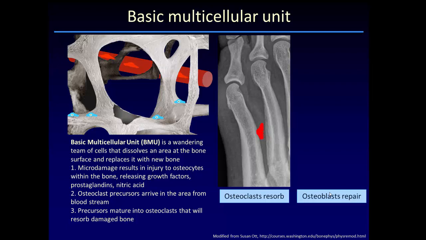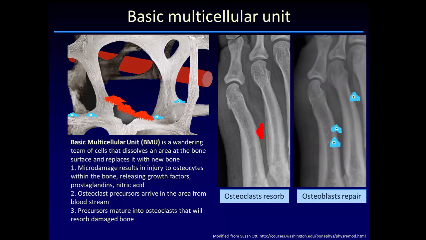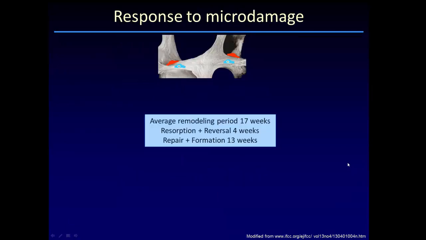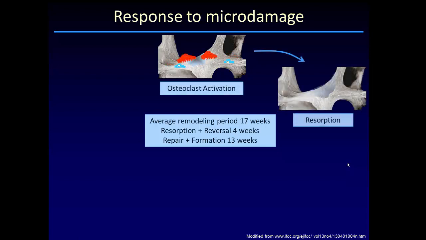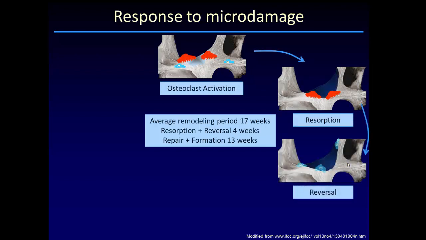There's a very well-organized cellular unit that's referred to as the basic multicellular unit, which is the coordinated action of osteoclasts that resorb the bone, shown here in red, and osteoblasts, shown here in blue, that repair that damage. And you can see that this has a phase of resorption and a phase of filling in. So this remodeling starts by the activation of the osteoclasts when they sense microdamage, and they resorb the areas that are abnormal. So that bone is weakened during this time.